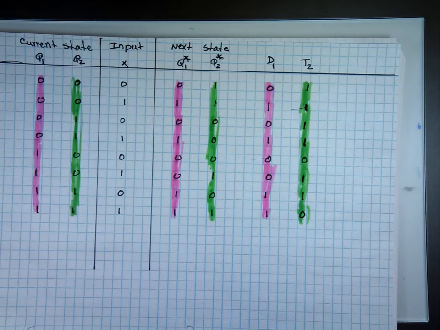So now I'm just going to do a kmap for this, a kmap for that, and I can go and build them. Let's do a kmap for D1.